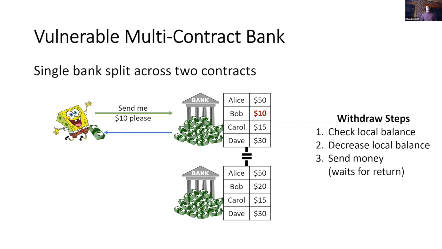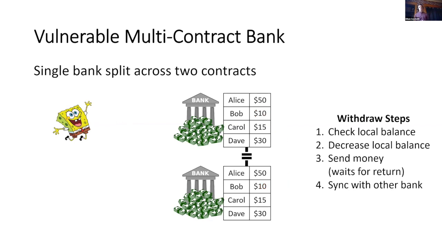And what's supposed to happen is that Bob is going to return from the function call, take the money, put it in his pocket. And then once that happens, we're going to go ahead and synchronize with the other bank so that it can update its balance sheet and know that Bob only has $10. And now the entire transaction can complete, and Bob has successfully withdrawn his $10.